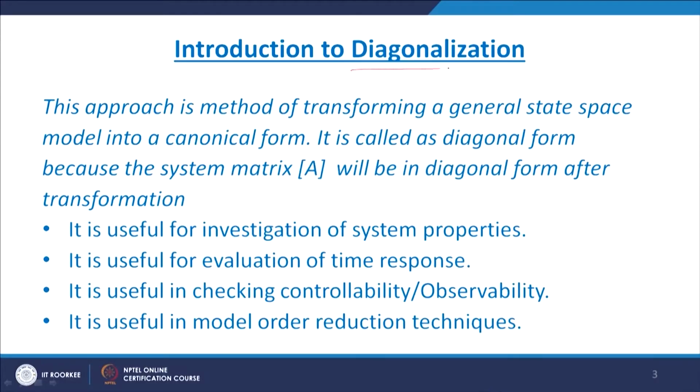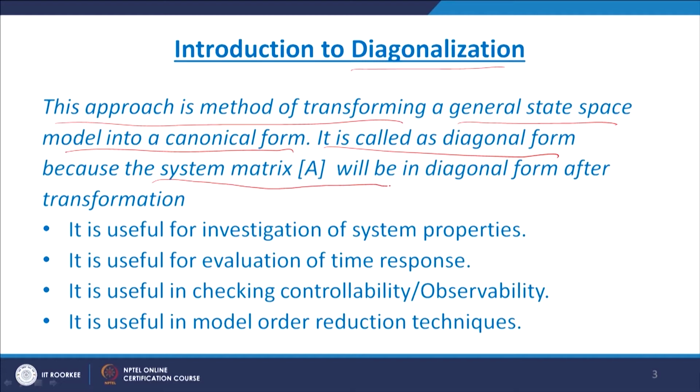Diagonalization means the same thing: we have one system and it is converted to another form, and that form is very useful for control system applications. The concept of diagonalization is a method of transforming a general state space model into canonical form. It is also called diagonal form because the system matrix A will be in diagonal form after transformation. That is, the original model A is in some general form, and after transformation it is converted into diagonal form, where we have only diagonal elements and the remaining elements are zeros.